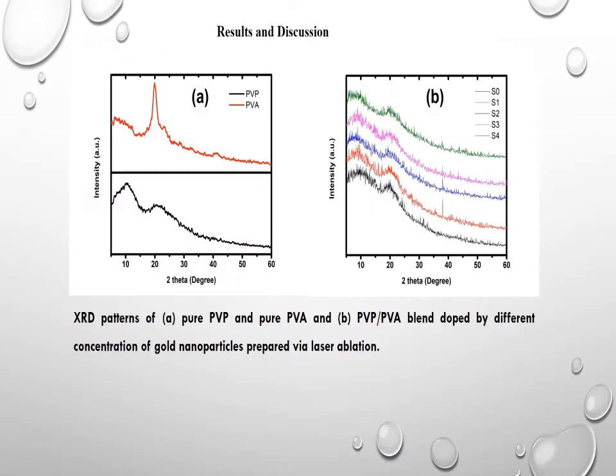Results and discussion. We will talk about figures A and B, which show the X-ray diffraction, XRD, pattern of pure PVB and pure PVA, and in figure B, the PVB/PVA blend doped by different concentrations of gold nanoparticles. The XRD scan data obtain the pattern of pure PVB and PVA.